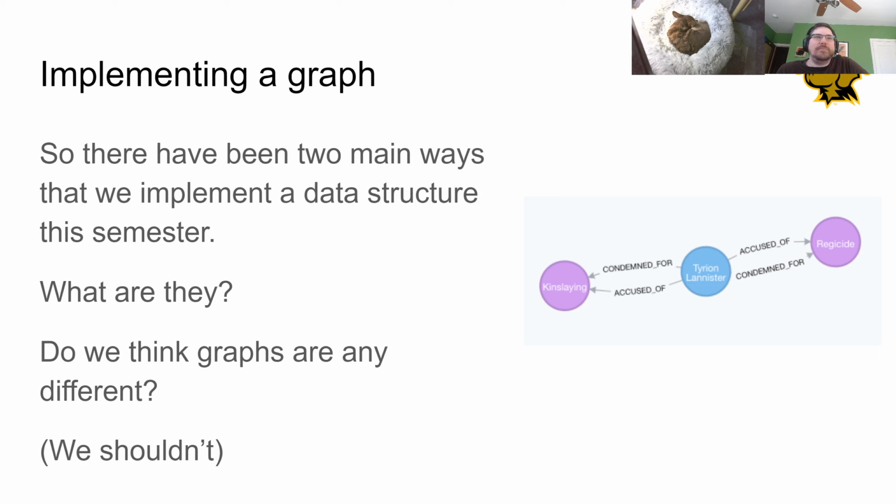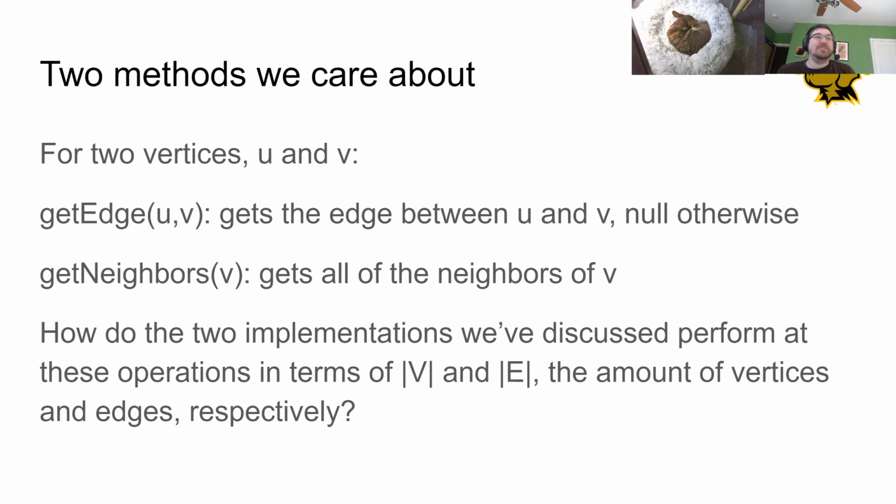So there's two ways of implementing a graph. Two main ways we've implemented stuff in the semester. What are they? Well, it's arrays, right? We've either just stored stuff in an array, or we've stored stuff in some kind of linked structure, like a linked list or a linked tree, basically where you have a node based pointer structure and then you have an array structure. Are graphs any different? No, actually they're not. We're going to use both. We're going to talk about two different implementations of graphs.